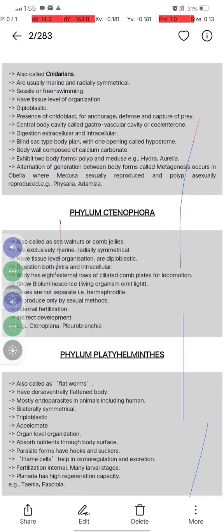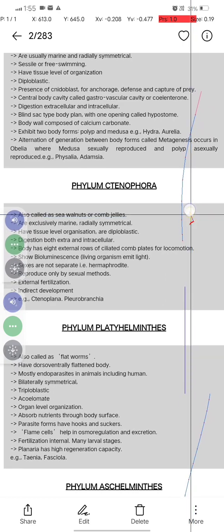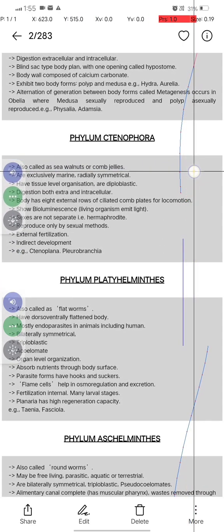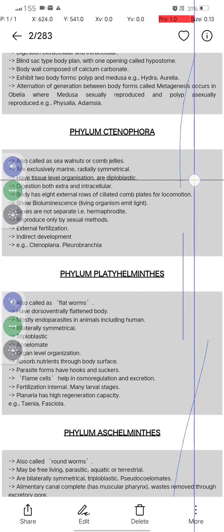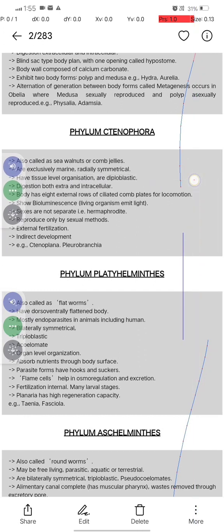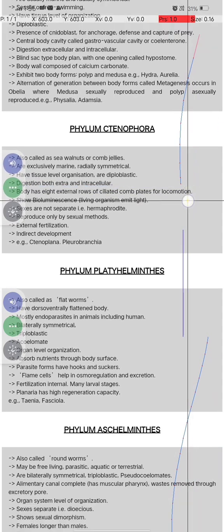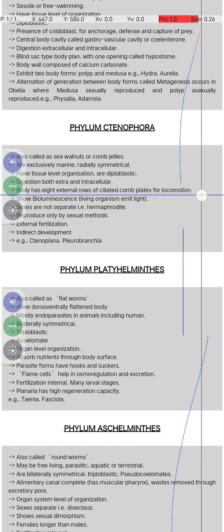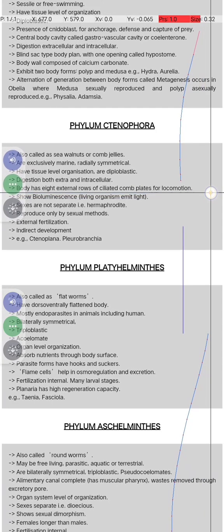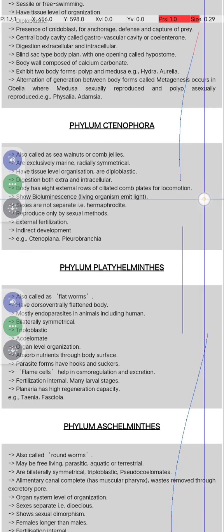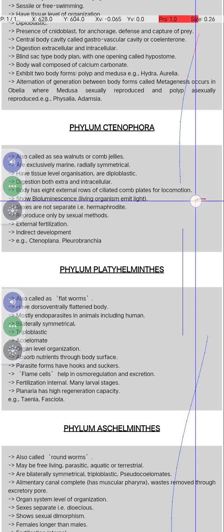Next, Phylum Ctenophora, also called sea walnut and comb jellies. They are exclusively marine, radially symmetrical, with tissue level of organization, and diploblastic. Digestion is both extracellular and intracellular. The body has eight external rows of ciliated comb plates for locomotion. Bioluminescent living organisms emit light.